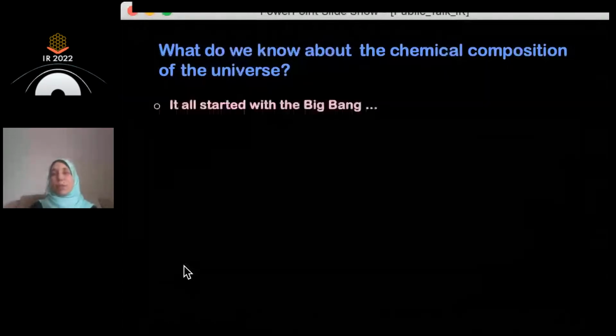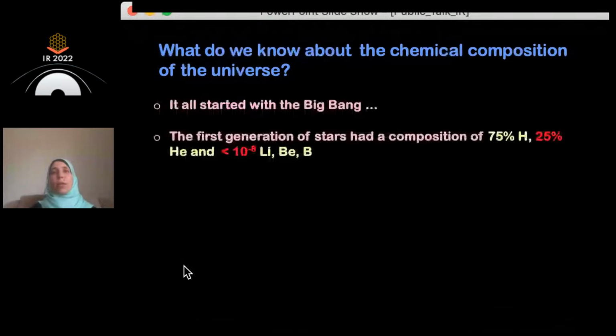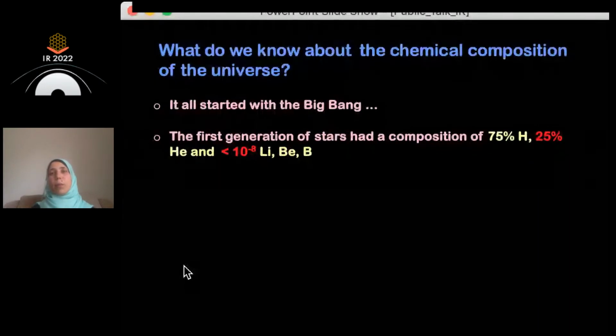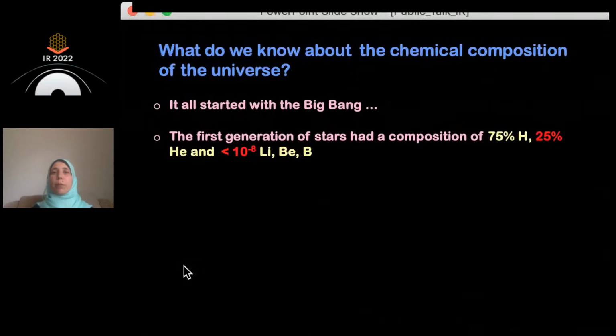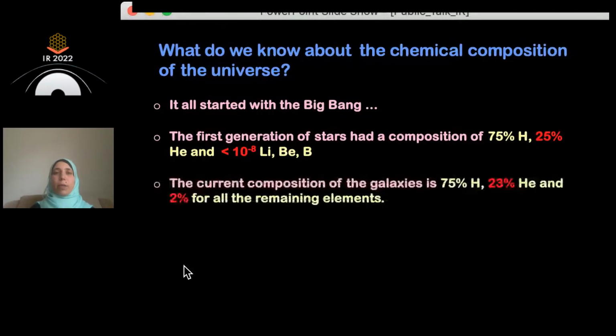So we know that the universe started with a Big Bang. And when we study the first generation of stars that formed right after the Big Bang, we see that the chemical composition is roughly 75% hydrogen, 25% helium, and a very, very small fraction, almost negligible, of the very light elements in the periodic table. However, the current composition of galaxies is much different than that.